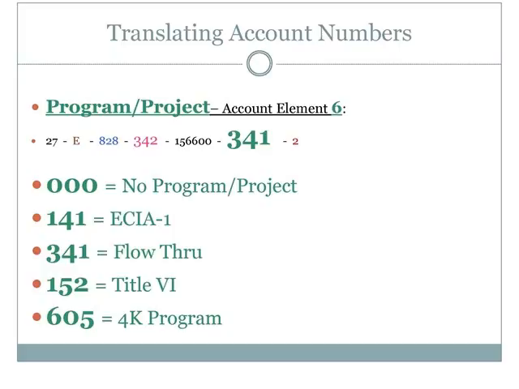Flow-through is 341. 152 identifies it as a Title VI activity, and in some series of these numbers, local districts have the ability to identify special programs. For example, 605 in a specific district has a meaning of 4K program.